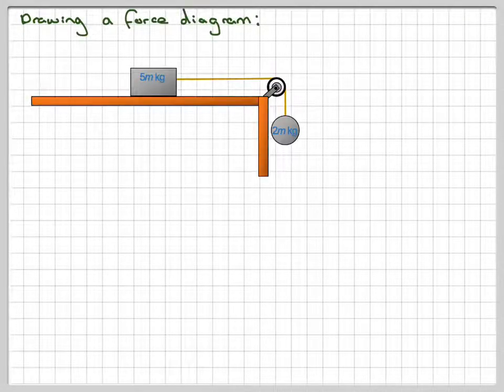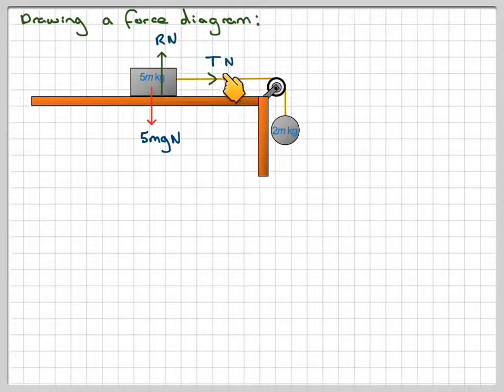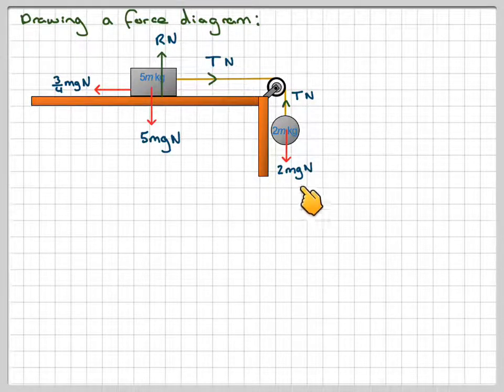So if we draw a force diagram, putting all the forces on here, we have the weight of this one acting downwards, which is 5mg newtons, its normal reaction with the table, the tension in the string, T newtons, and a resistance to the motion of 3/4 mg newtons. On this one, we've got the same tension as here, and 2mg newtons acting downwards.